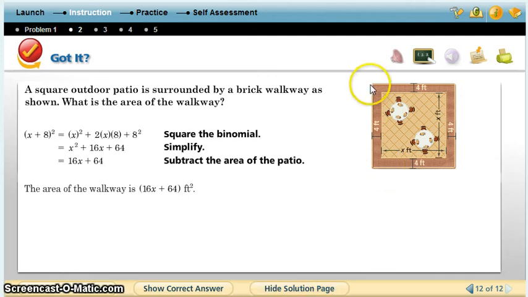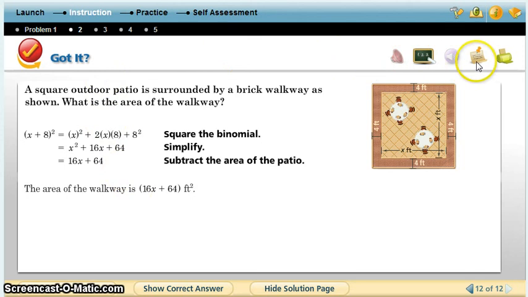And again, you have to make sure you can find the side of your total area, which was x plus 8. You square it to get the total area. Then, of course, you simplify that and then subtract out the area of the patio, which was x squared. X times x was x squared. So that's where you get the 16x plus 64.